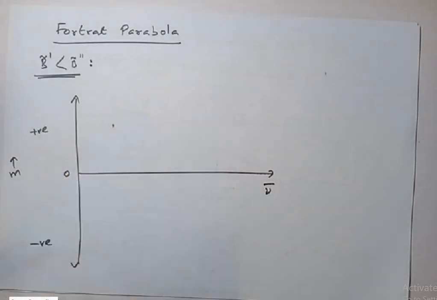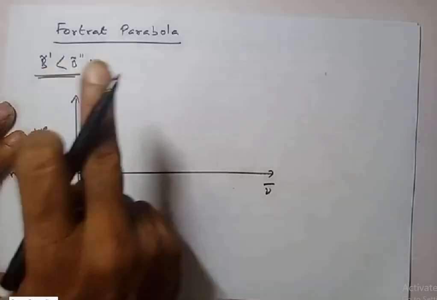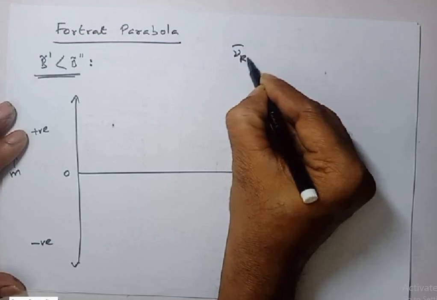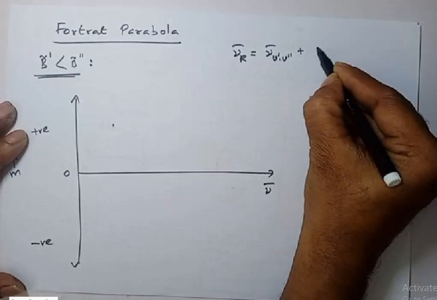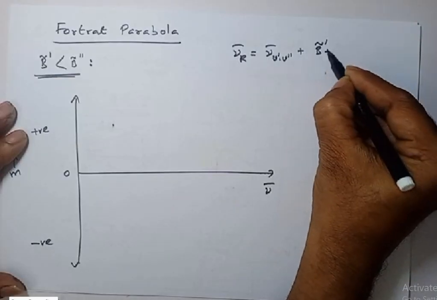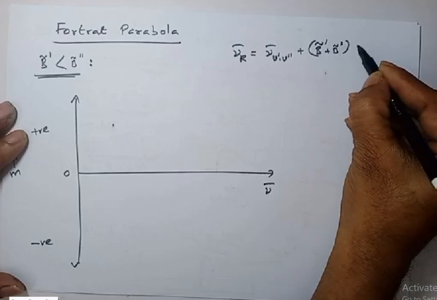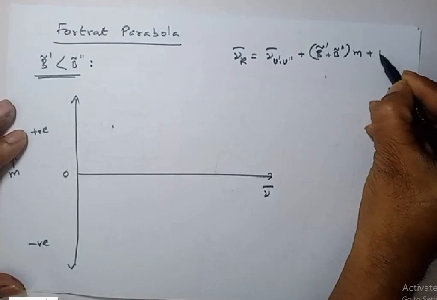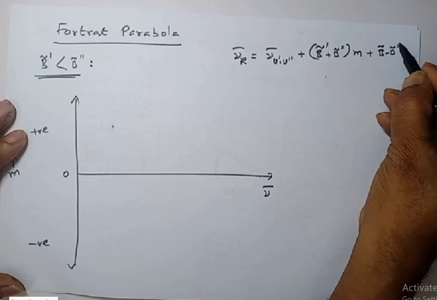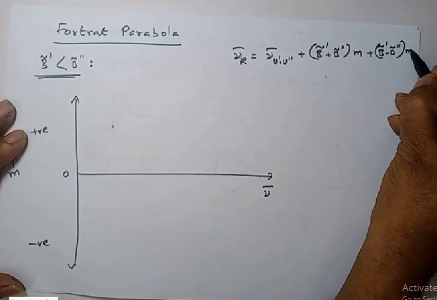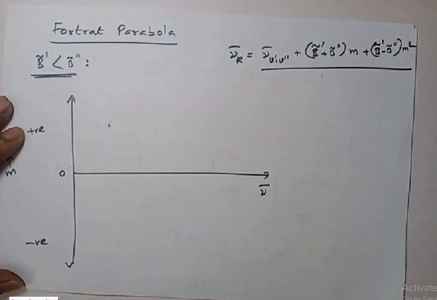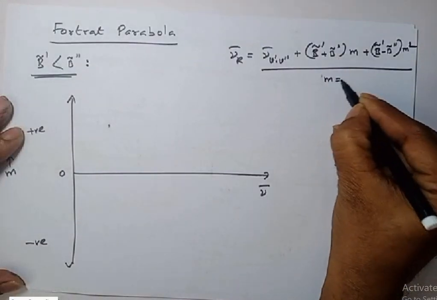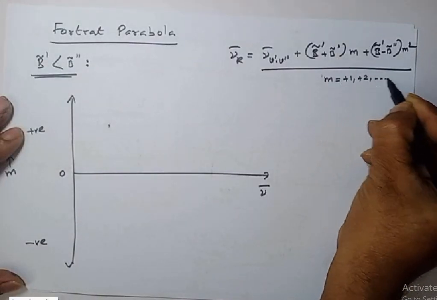Observe carefully. It's very, very important. For R branch, let me write here. Frequency of the R branch equal to band origin (B prime, B double prime) plus (B prime plus B double prime) into M plus (B prime minus B double prime) into M square. Okay, this is the formula for R branch. First I'll take R branch. In R branch you know very well M values are positive, plus 1, plus 2, plus 3, etc.